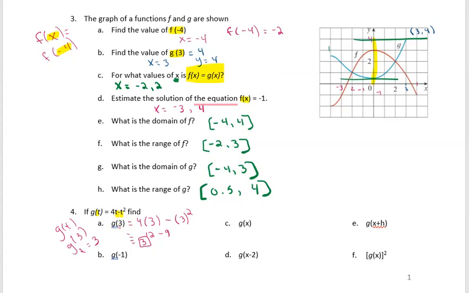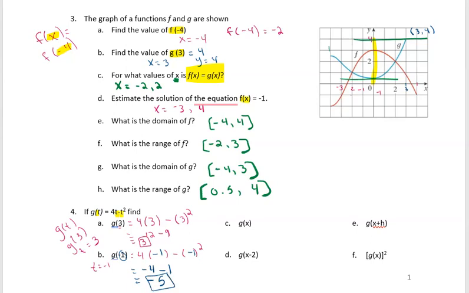G of -1. So that means t is equal to -1. We need to take out our t and put in a parenthesis. And what do we fill the parenthesis in with? Well, we are told G of -1, so t is equal to -1. 4 times -1 gives us -4. -1 squared is 1. So -4 minus 1 gives us -5.